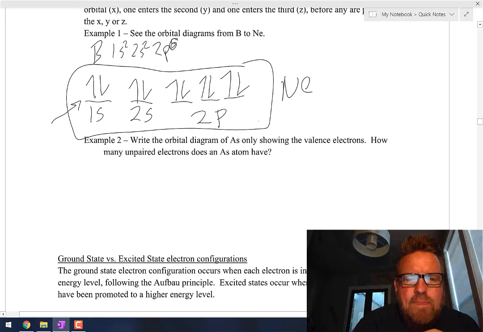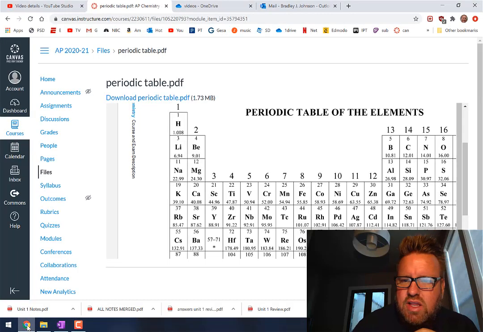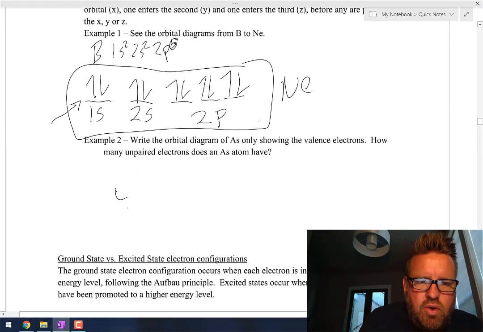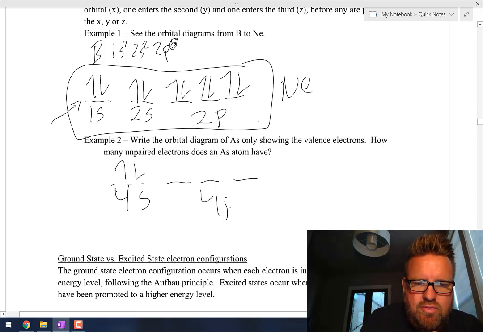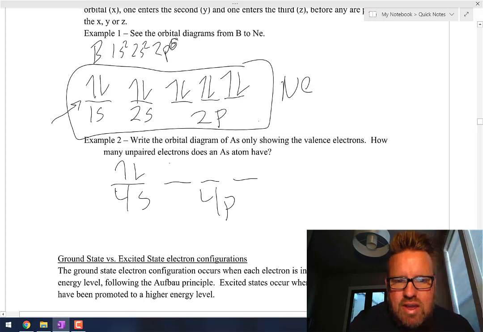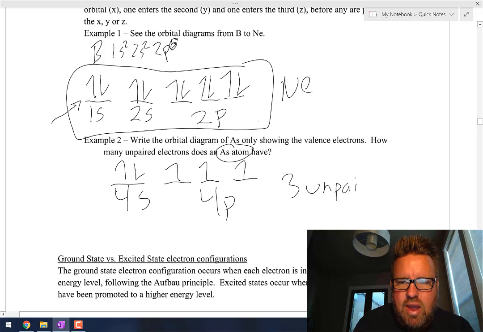Okay, arsenic. Okay, let's go back here to the periodic table. We're going to only show the valence electrons. Here's arsenic right here, number 33. It says to only show the valence electrons. So we're going to go 4s2, and then 4p. There's 3 electrons in that 4p subshell, so we put 1 into each orbital, and you can see that arsenic does have 3 unpaired electrons.